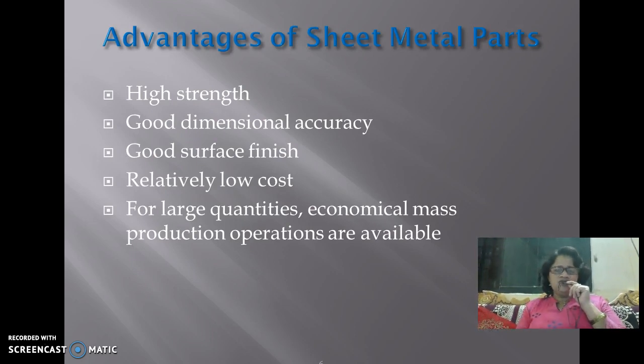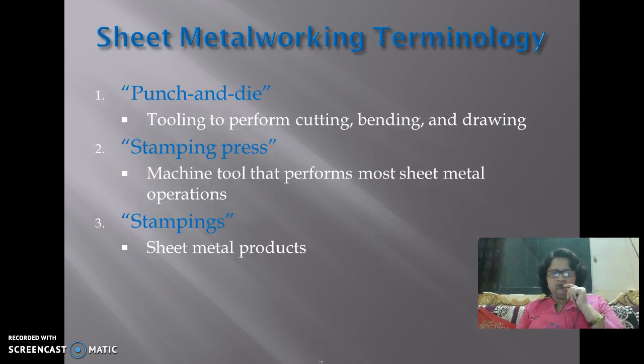What are the advantages of sheet metal parts? High strength, good dimensional accuracy, good surface finish, and relatively low cost. When there is mass production, it decreases the cost further. For large quantities, it is economical for mass production.